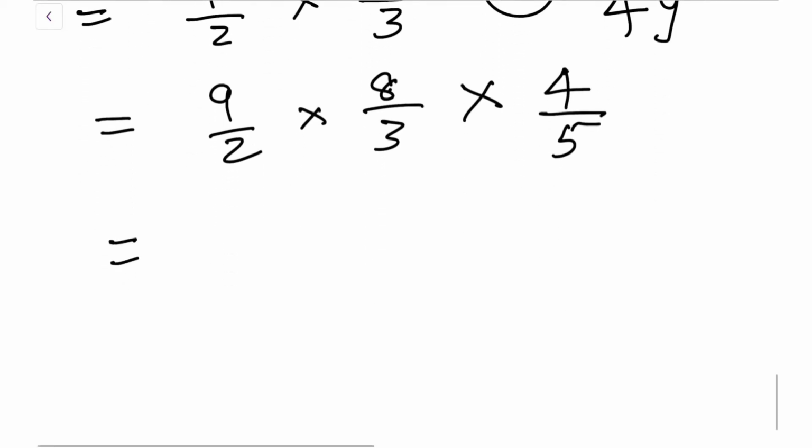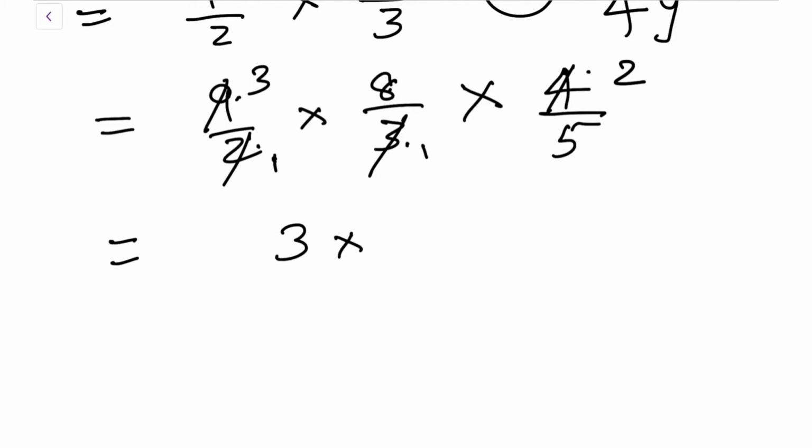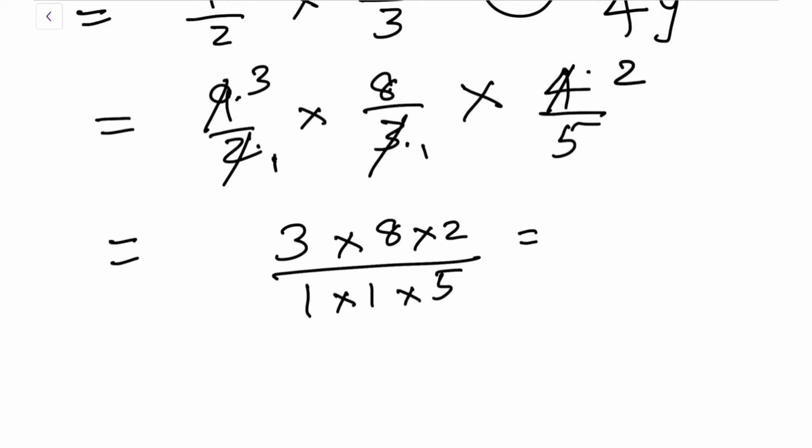Alright. 2 and 4, 2 is a common factor, 2 1s are 2, 2 2s are 4. And we have 3 and 9, 3 is the common factor, 3 1s are 3, 3 3s are 9. I think that's about it. Yes. So multiply the numerators, 3 into 8 into 2 divided by the product of denominators, 1 into 1 into 5. That becomes 48 by 5.